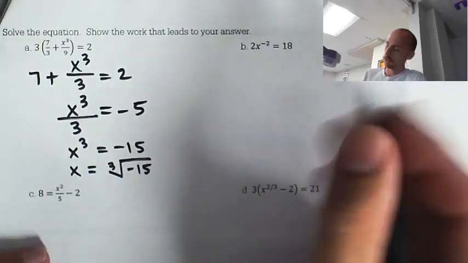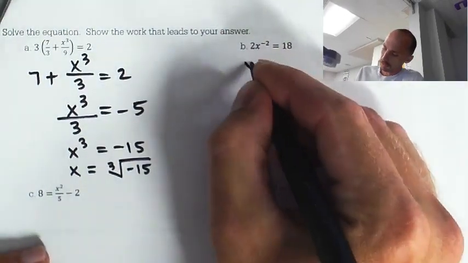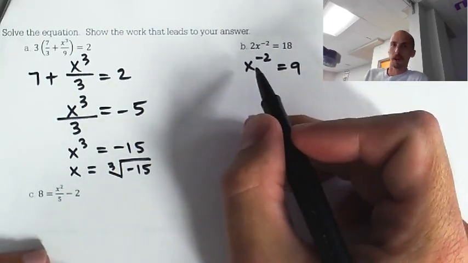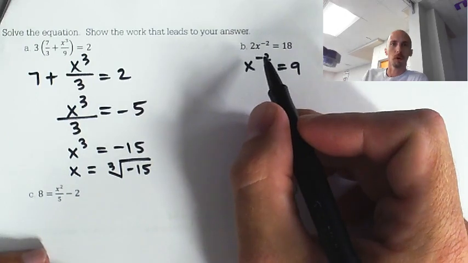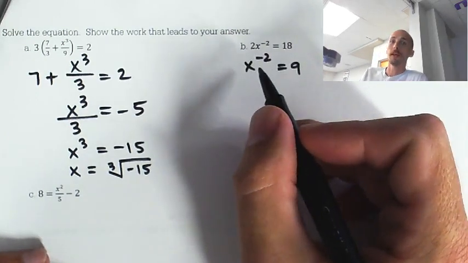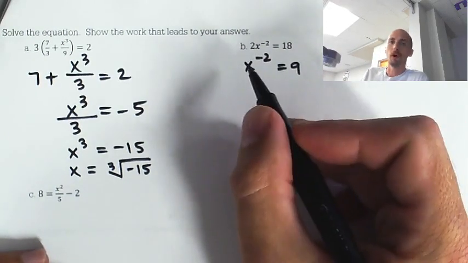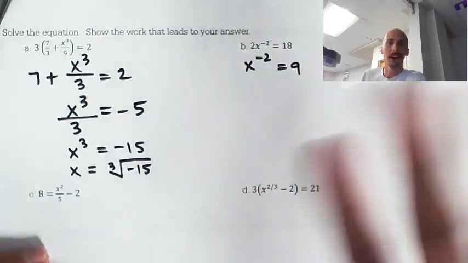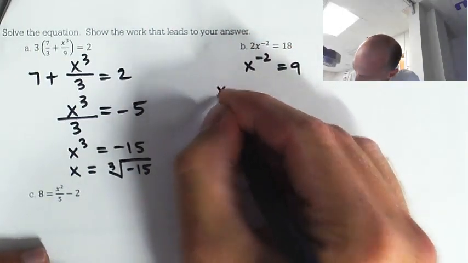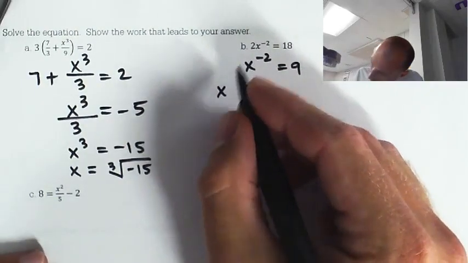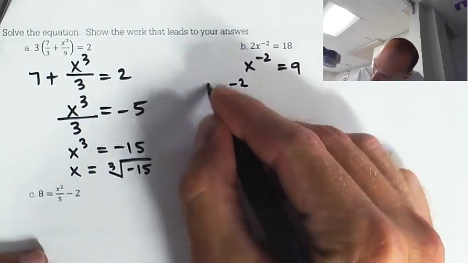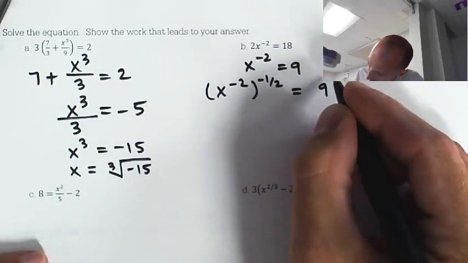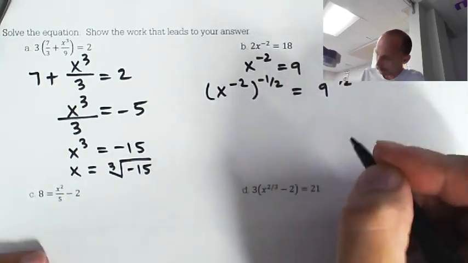Okay, 2x to the negative 2 equals 18. This is good. We're going to start by dividing both sides by 2. And then I'm going to take kind of like the opposite power of both sides. So I need to think about what kind of number would I multiply by negative 2 to get 1? And that would be negative half. So what I'm going to do, and I'll be really explicit here, x to the negative 2 to the negative 1/2 is going to equal 9 to the negative 1/2.